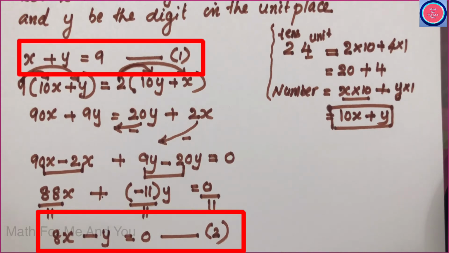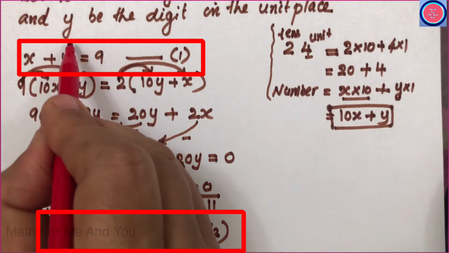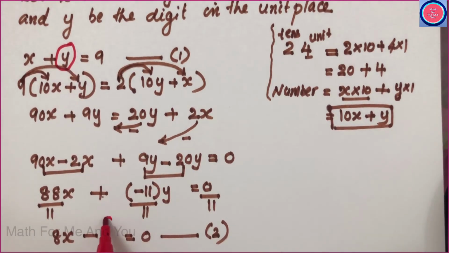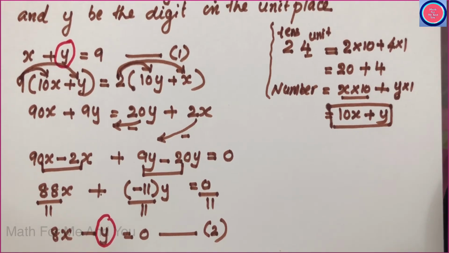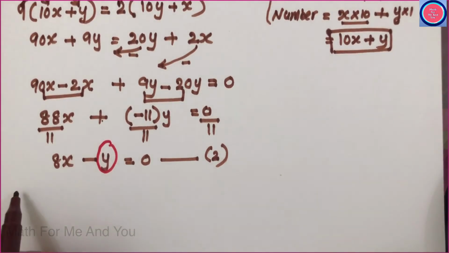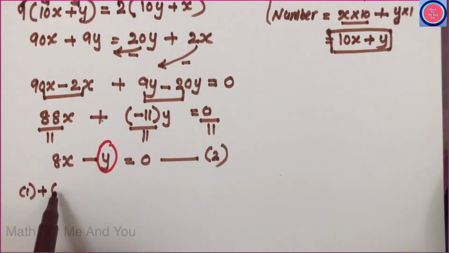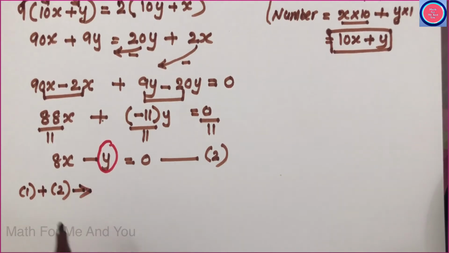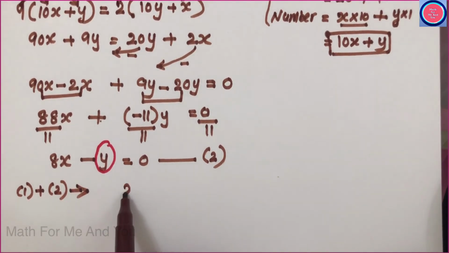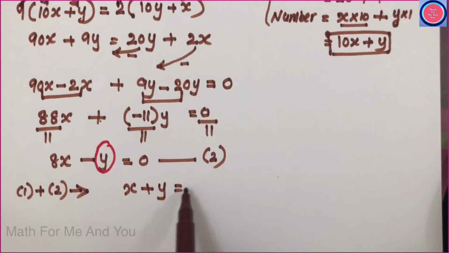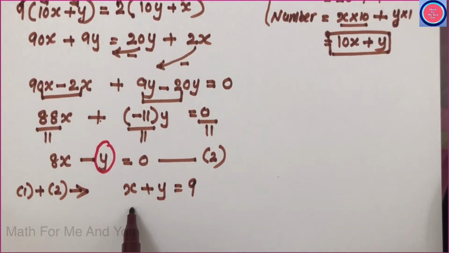Equation 1 and equation 2 are ready. We are going to eliminate which variable, x or y? Yes, we eliminate y because see the coefficient of y. It is positive 1 and negative 1, opposite signs. If they are in opposite signs, we can add these two equations so that they will eliminate. Take equation number 1 plus equation number 2. What is equation number 1? x plus y equals 9. Second equation is 8x minus y equals 0.